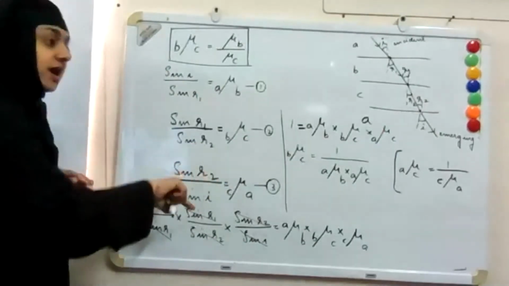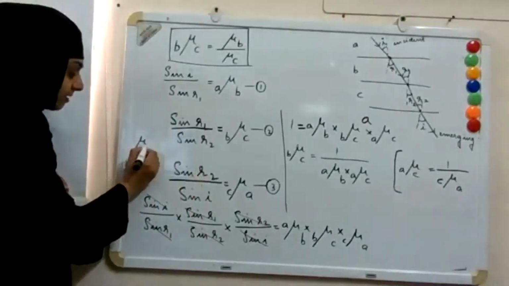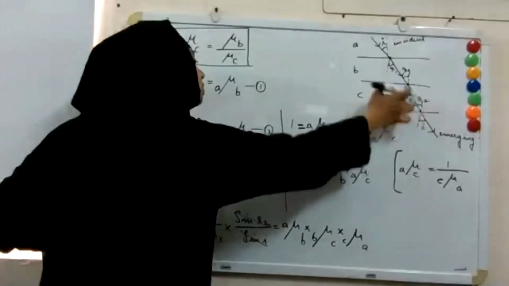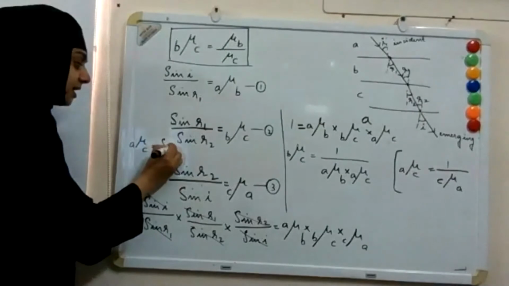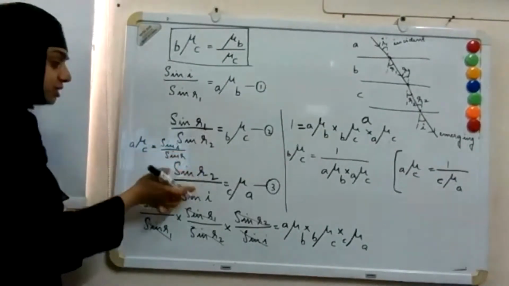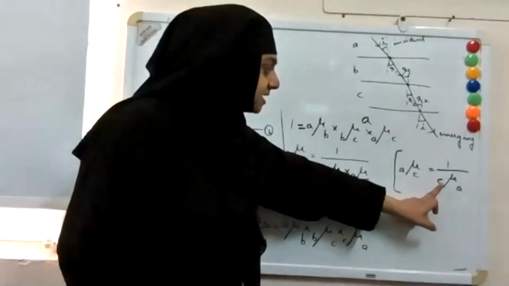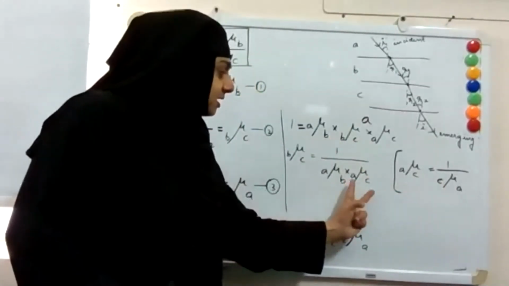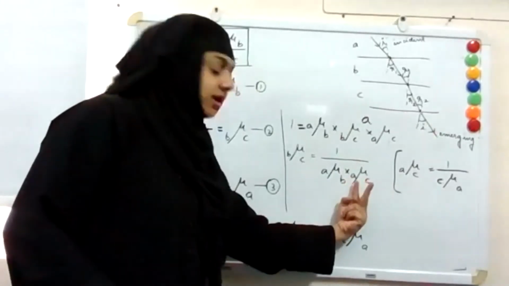Now, if the reverse happens, that is, if light comes from the other side, then light will be entering from A to C. So what will be the relation? Understood. Sine I by sine R2. So it's the inverse. Okay, so I can write this as the inverse of this. So if I take this to the numerator, I just have to switch these two, A and C.